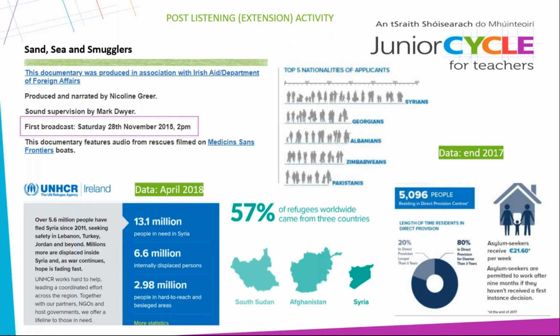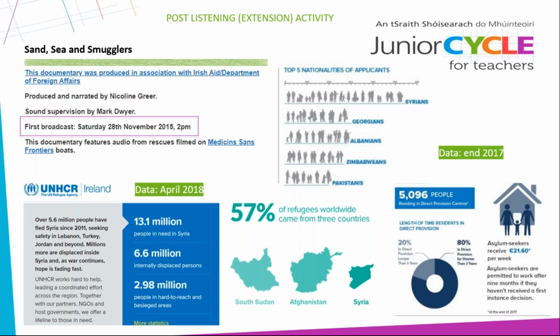Having engaged with the radio content, students could be encouraged to access and interpret the most up-to-date information. A useful starting point would be the UNHCR website. For your own information, the latest information available from UNHCR, April 2018, is that 5.6 million people have fled Syria since 2011, and 6.6 million are internally displaced.